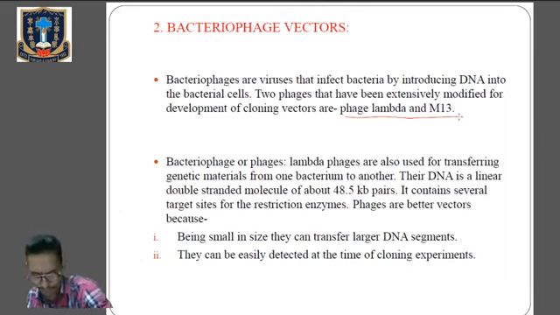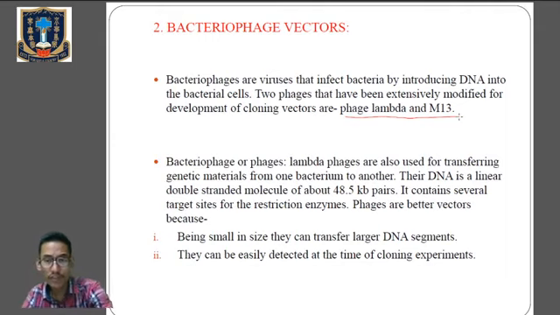Similarly, the third vector that we can use is the cosmids. Cosmids have a few advantages over plasmid vectors. Number one, they can transfer a large foreign gene ranging from 40 to 45 kilobases long into the bacterial cells. They can be used in the preparation of gene banks of small as well as large sized organisms or genomes. Cosmids can also help in the study of some nonsense sequences. So this is the importance of cosmids.